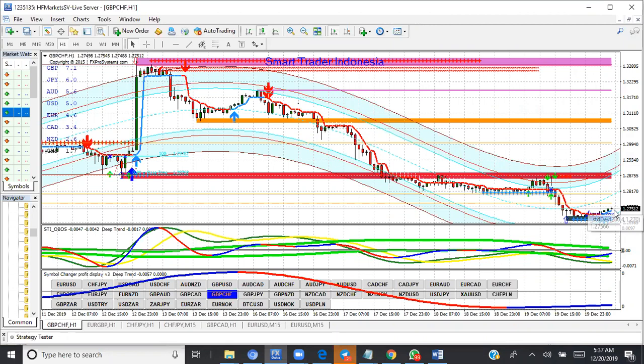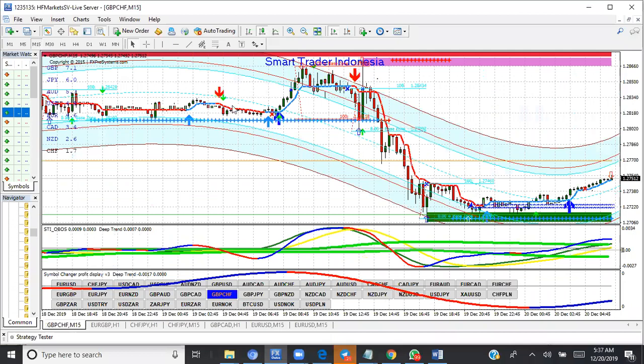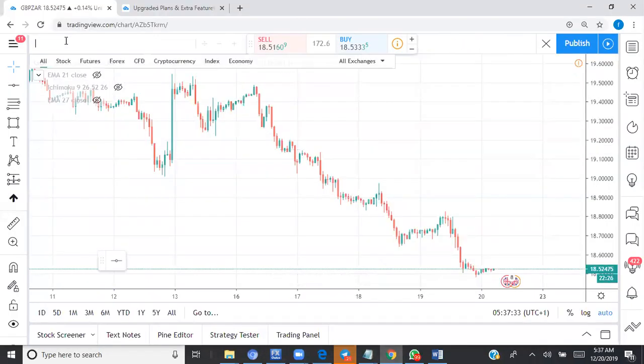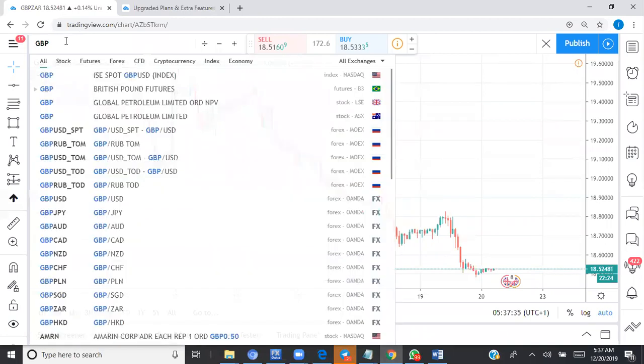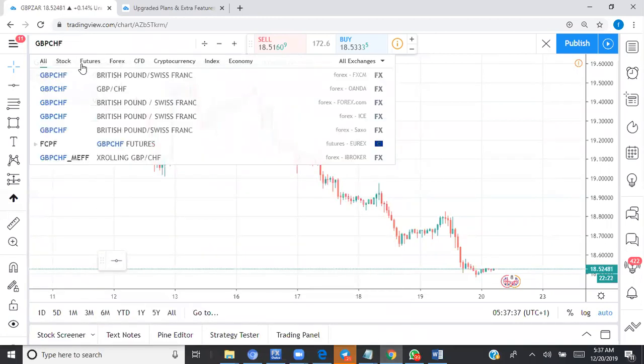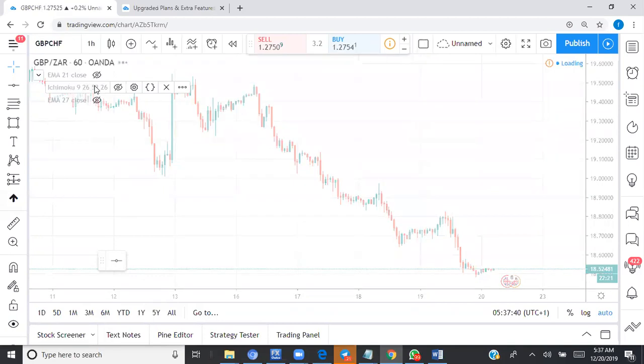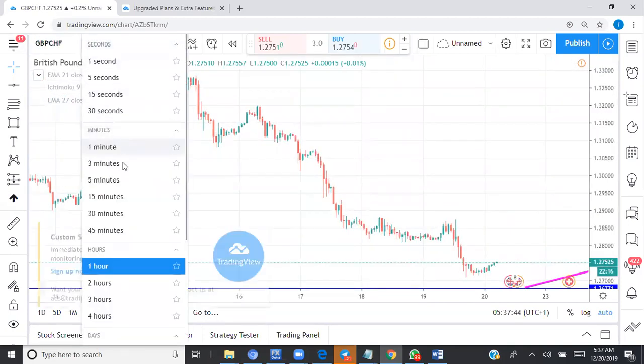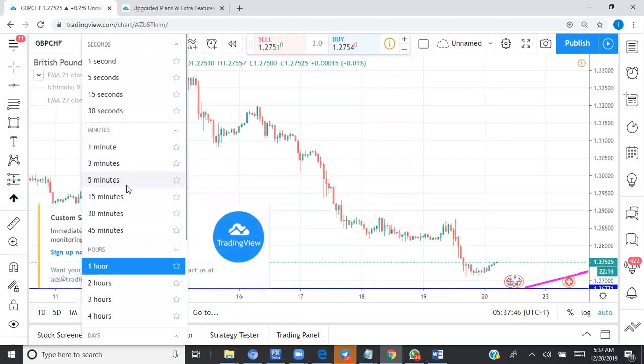Let me go to the 15 minutes so that you can see it properly. Let's go on TradingView and look at GBP CHF. You know that GBP is the strongest currency as we are talking about right now, and CHF is the weakest currency. You see that there will be some move. So we can go to the 15 minute and you see that there's actually a move.